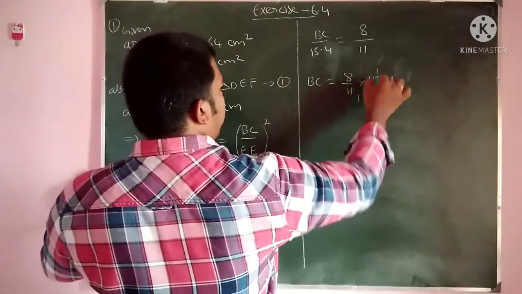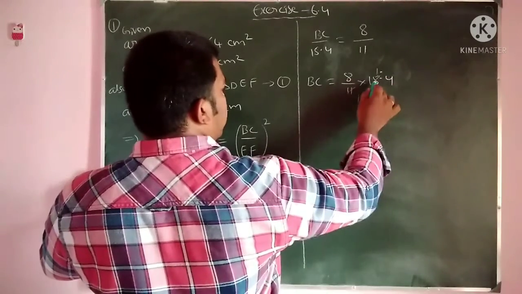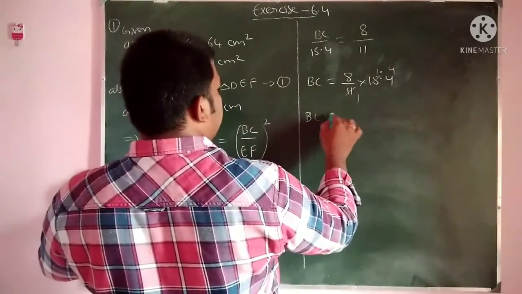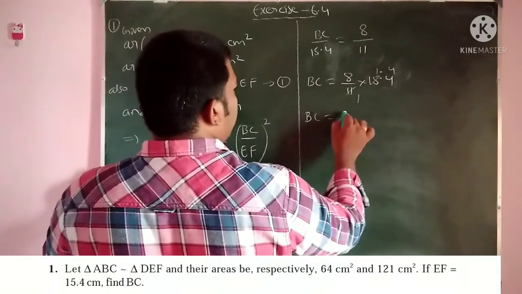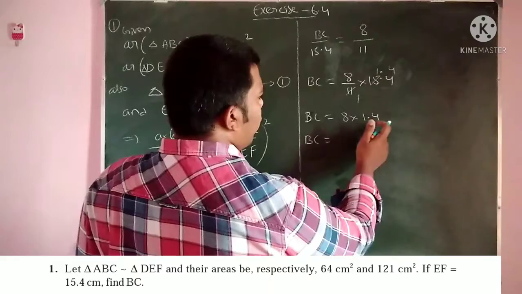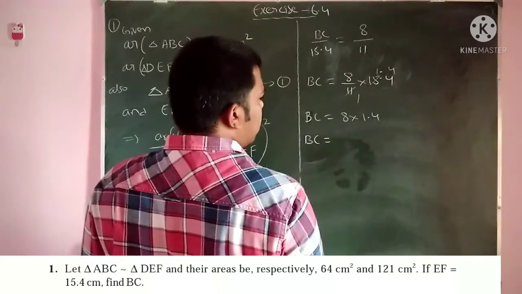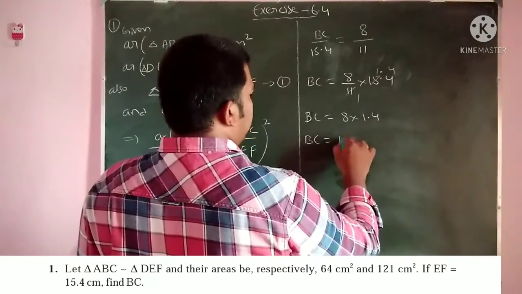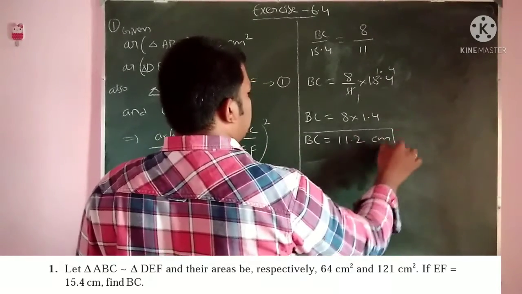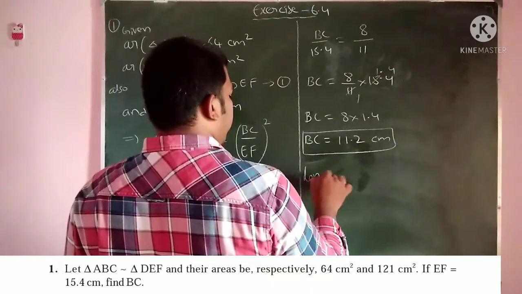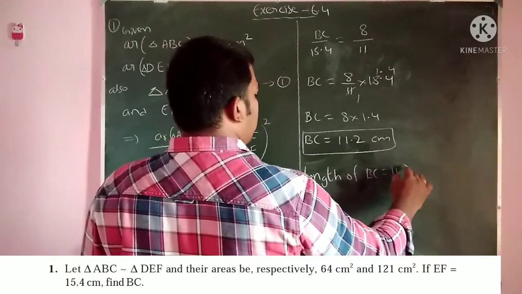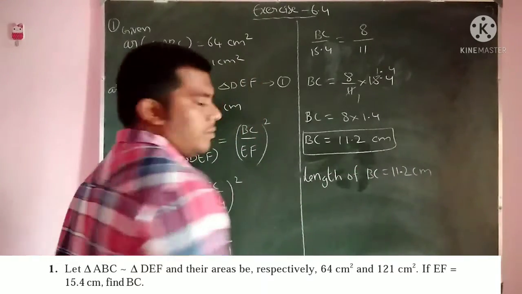15.4 divided by 11: 11 ones are 11, decimal point, 0.4 is the remainder here, 4 fours are 4. So that gives 1.4. BC is equal to 8 into 1.4, that means 14 eights are 112. There is a decimal point, so we write 11.2 centimeters. So the length of BC is equal to 11.2 centimeters.